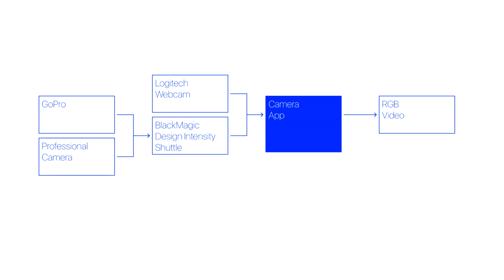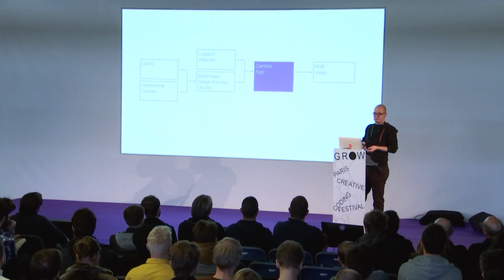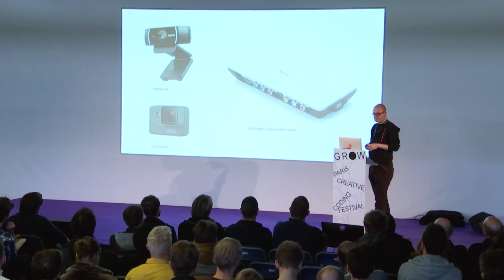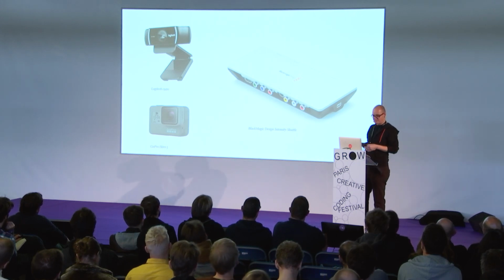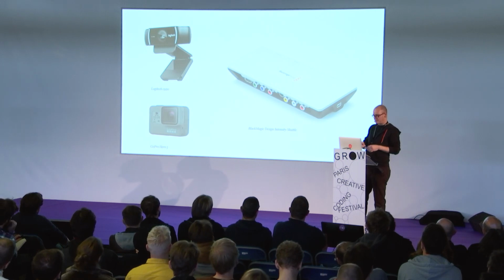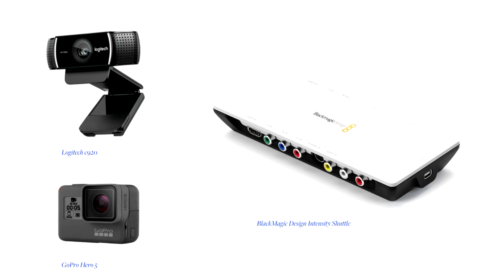So you can use like the Logitech webcam or a GoPro or professional camera connected through the Blackmagic shuttle. So these are some devices you probably know, like a simple webcam and a GoPro. And the Intensity Shuttle is a really good thing since you can connect a lot of different video formats like S-video and composite.